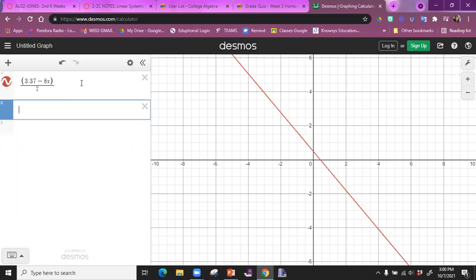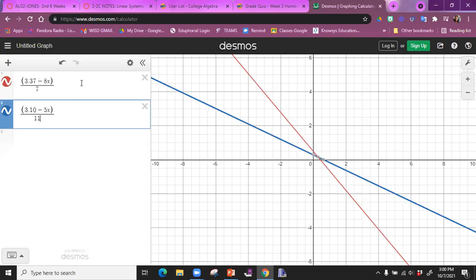And then we repeat for our Y2. So again, parentheses for my numerator, and we had 3 and 10 hundredths minus 5x divided by what is it? 11.